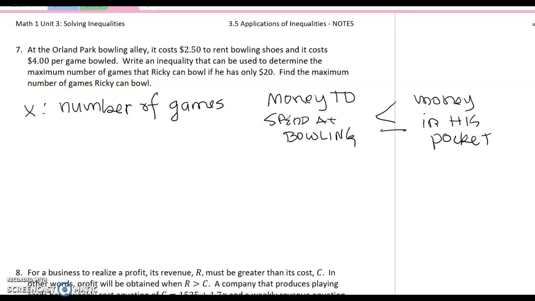So again, we're looking to write an inequality here. So what are we comparing? We're comparing the money that Ricky has to spend at the bowling alley versus the money that is actually in his pocket. So the money that he's going to spend at the bowling alley has to be less than or equal to the money that is in his pocket. Right? He cannot spend more than what he has in his pocket. So that has to be less than or equal to.